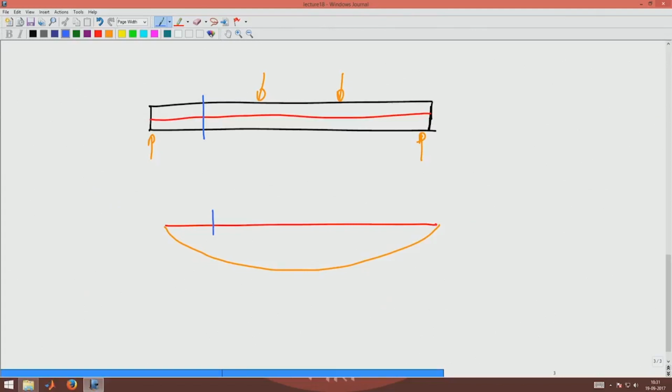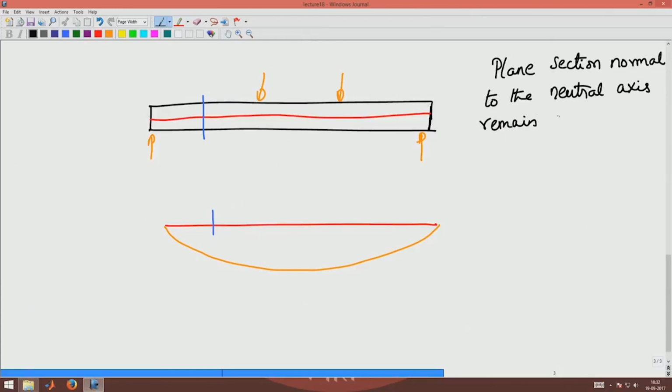Okay. Now, let us look at a cut surface, this cut surface here. What we are going to assume is how this blue cut surface deforms. So, we are going to assume how these plane sections will deform, how this blue line is going to deform. So, basically what we are saying is that plane sections normal to the neutral axis remain plane and normal to the neutral axis.